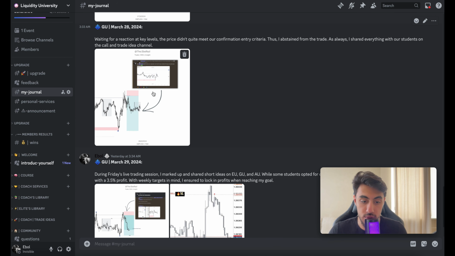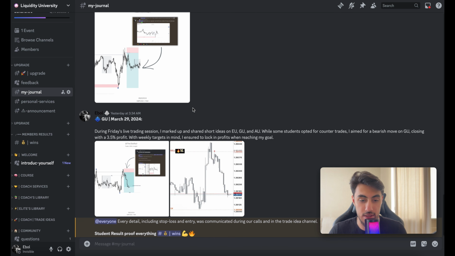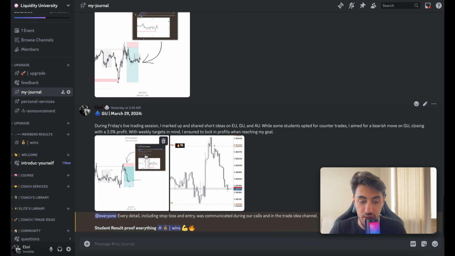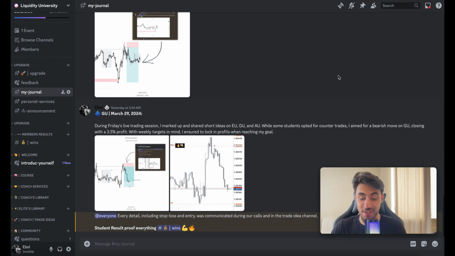So GU March 28. We missed this beautiful entry on the GBP/USD, but it doesn't matter. And also March 29, we caught this before market close. We caught this beautiful sell here down to this internal range liquidity. I personally closed mine here because my weekly target was hit.